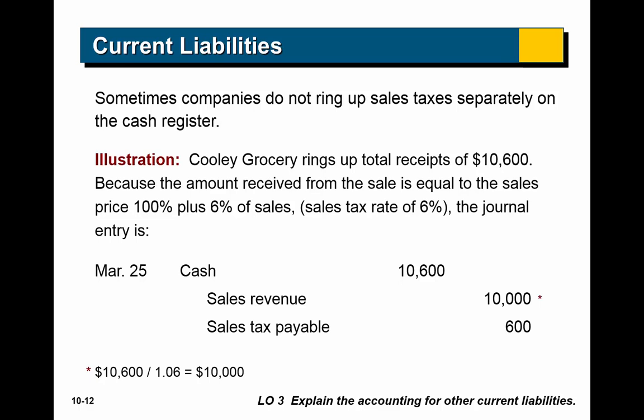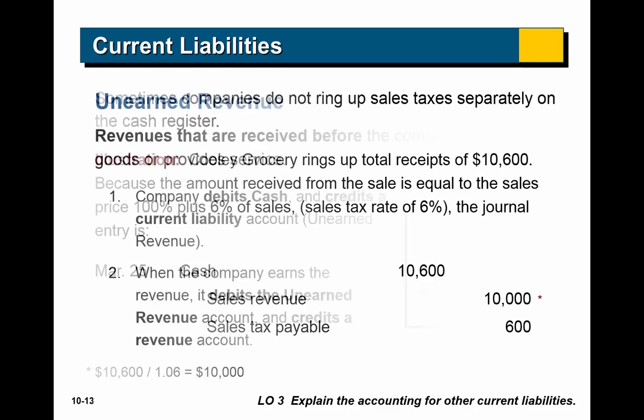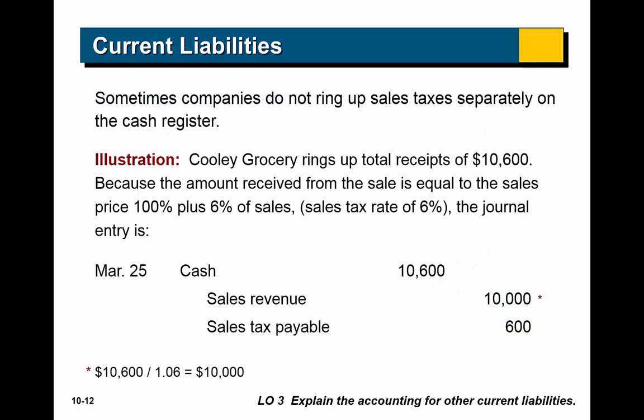So sometimes the problems will have you break it out like that, other times it'll be given to you. And then what it doesn't show you here is that when you pay the sales tax to the state, you debit the sales tax payable account and credit your cash because you're paying that money out to the state.